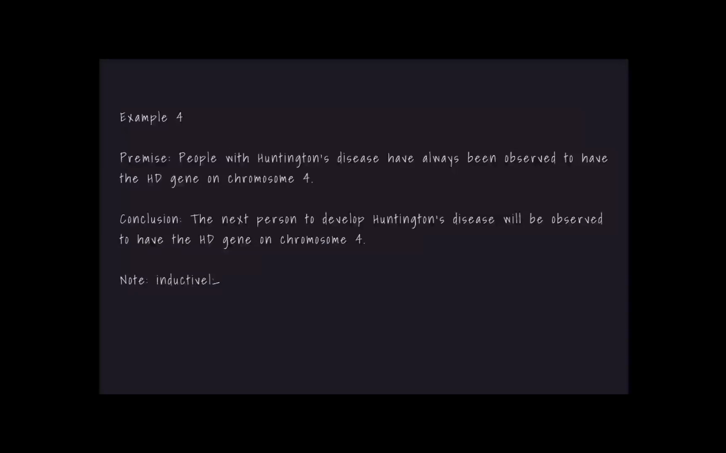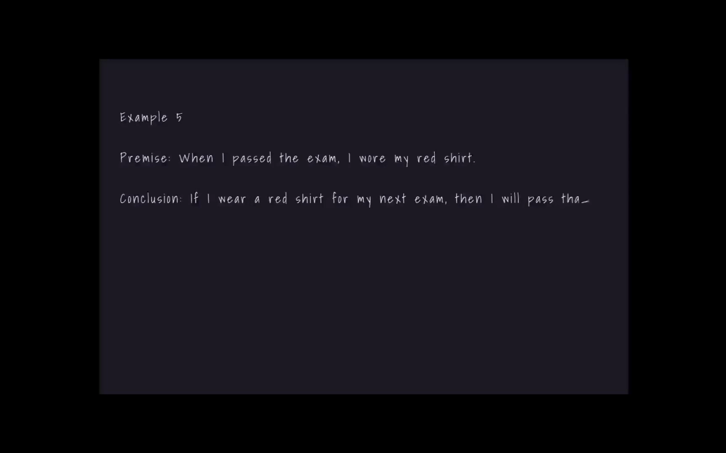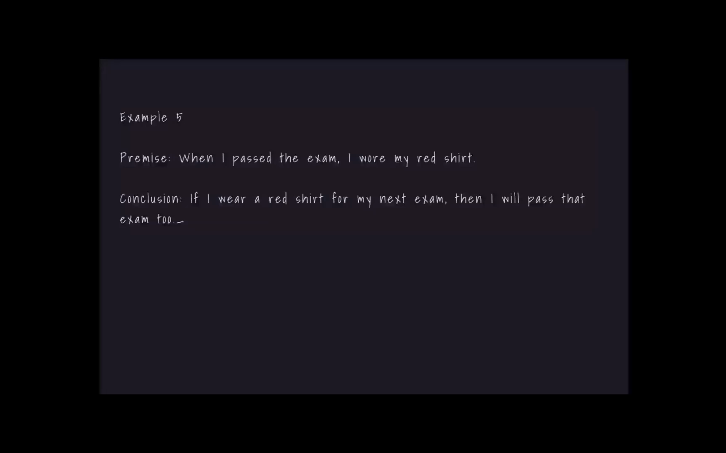Argument 4 is an inductively strong argument. If the premise of this argument is true, then the conclusion is very likely to be true as well. But compare it to another inductive argument. Premise: when I passed the exam, I wore my red shirt. And conclusion: if I wear a red shirt to my next exam, then I will pass that exam too. This argument is inductively weak. The conclusion doesn't follow from the premises. Even if the premise is true, the likelihood of the conclusion is hardly raised at all.